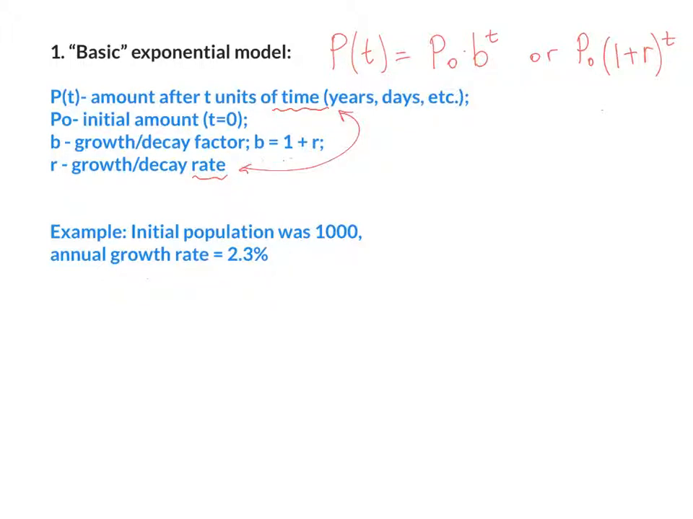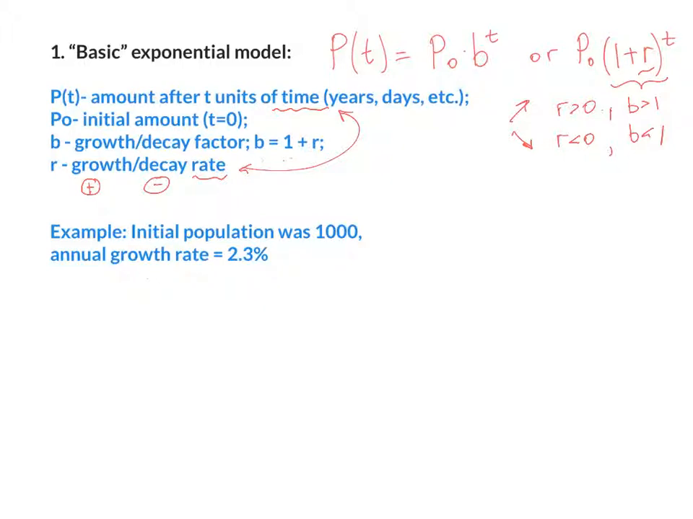All right, second comment. If you have a growth situation, it's because the rate is positive. So we are adding a positive number to 1, so our b becomes greater than 1. So this is if r is positive. This is the growth situation. And if it's a decay situation, then the rate becomes negative, and then the growth factor becomes less than 1. We'll look at examples in a moment.